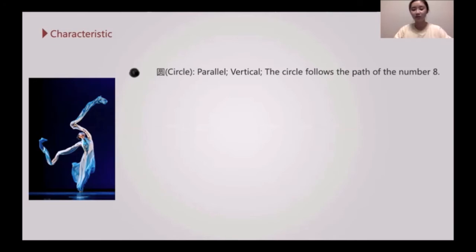and the second one is the vertical circle. How do you think about how it works? And the third one is the circle that follows the path of the number 8. Number 8 is the lucky number in Chinese. So with the 8, try to imagine how to move. It's like moving through a number 8, right? Try using your body, just follow me and think about how to move by drawing a circle with your body. So this is circle, the first one.